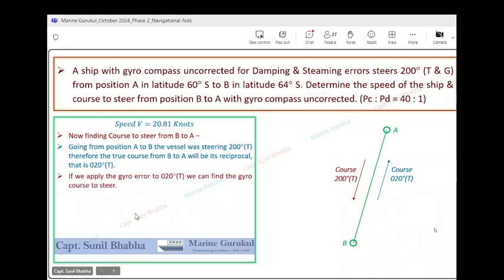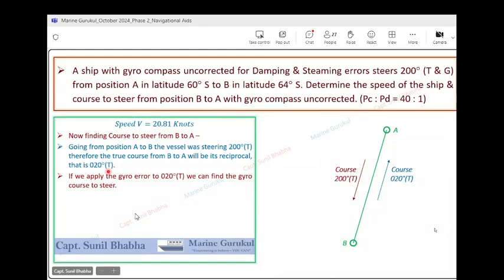Now moving on to the second part, we need to know what should be the course to steer if you want to go from position B to A. When we were going from position A to B, the vessel was steering 200 degrees true. Therefore, the true course from B to A will be its reciprocal, and that's going to be 020 degrees true. The positions A and B are the same. Initially, we were going from A to B on a course of 200. When you go from B to A, you are going in the exact reciprocal direction, and the course also becomes reciprocal, which is 020 degrees true.